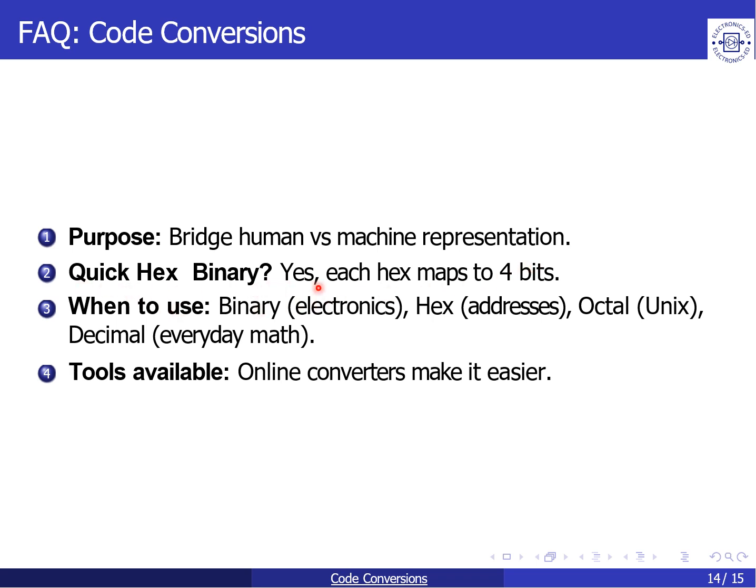If you need to quickly get the binary equivalent of a hexadecimal value, remember that each hex digit maps directly to 4 binary bits. Use binary for electronics, hex for memory addresses, octal for Unix permissions, and decimal for everyday math. Online converters are also available to simplify your workflow.